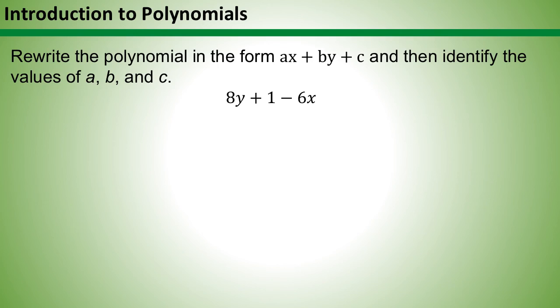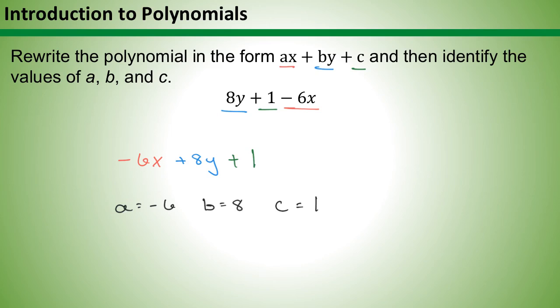One last example, this one's asking me to write it as ax plus by plus c, okay? So -6x is gonna go first this time. 8y will go next, and +1 will go last. Okay, so a, b, and c this time. A is -6. B is 8, and C is 1, and that's it.